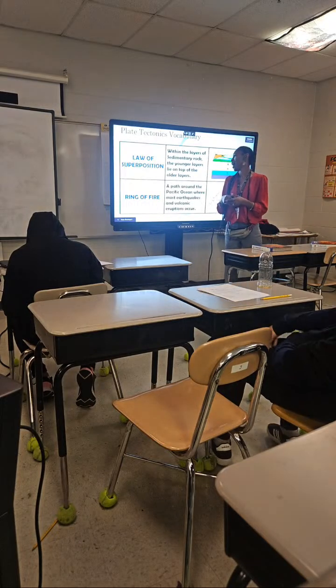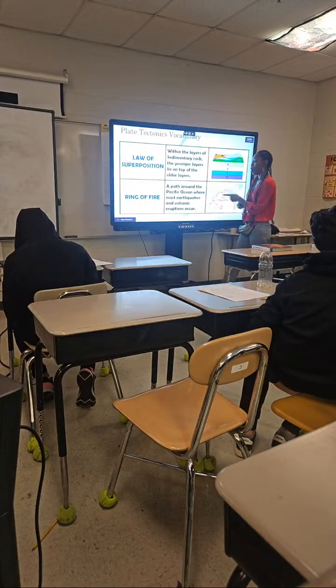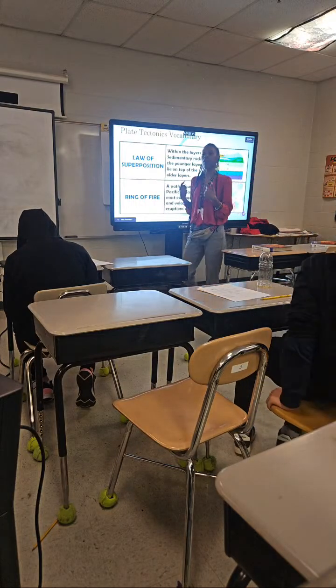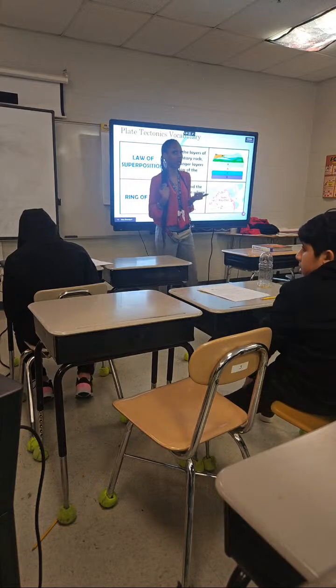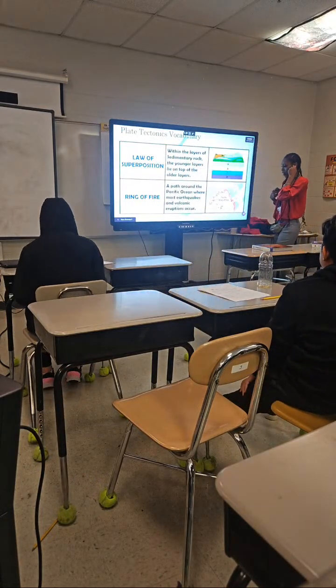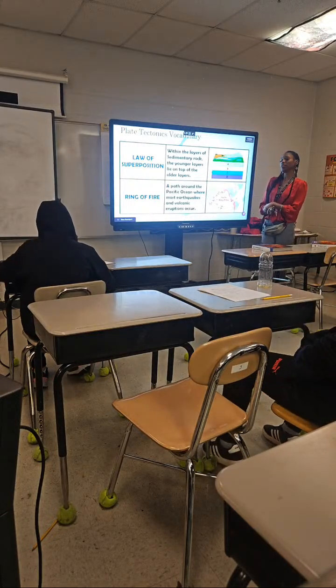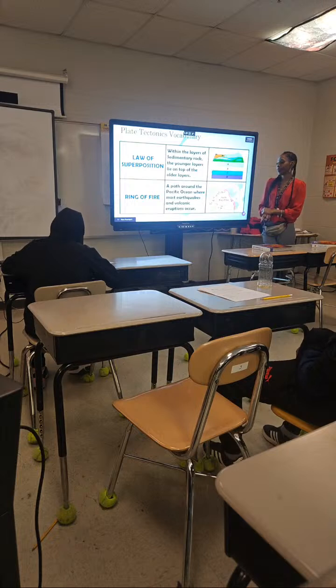Then the ring of fire. The ring of fire is the path around the Pacific Ocean where most earthquakes and volcanic eruptions occur. And I'm wondering why they call it the ring of fire. So that's something that we're going to get into. Why do you think they call that the ring of fire?